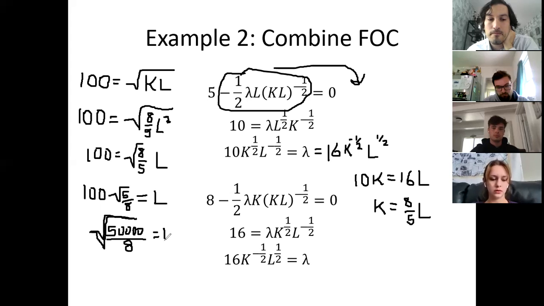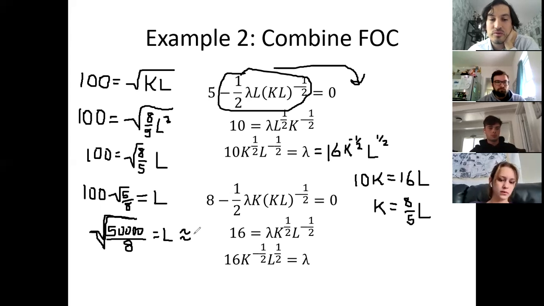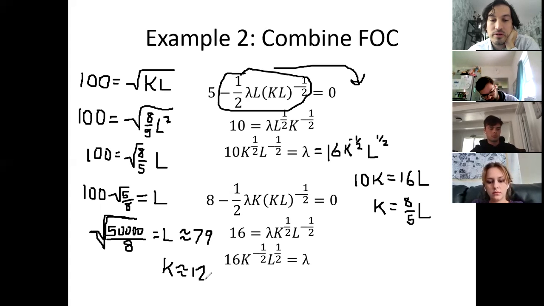Do you know what actual number that is? You put that into a calculator. 79.1. 79 is good. That sounds right. And how about for K? K, I got 126.5. 126.5. You know what? That sounds right to me.